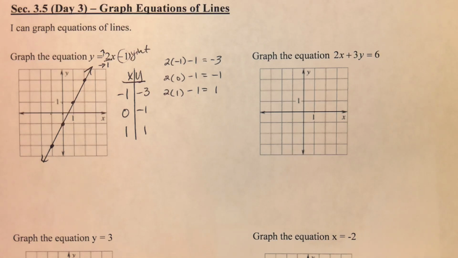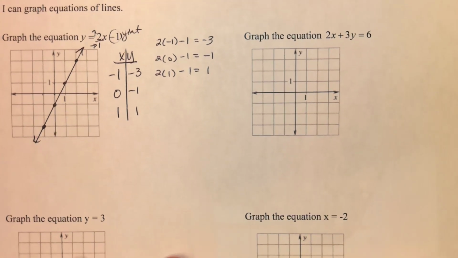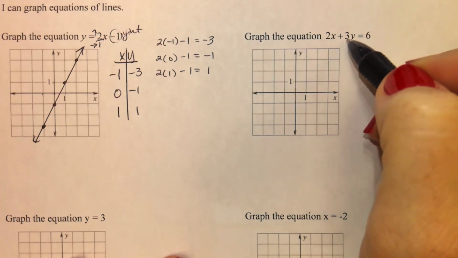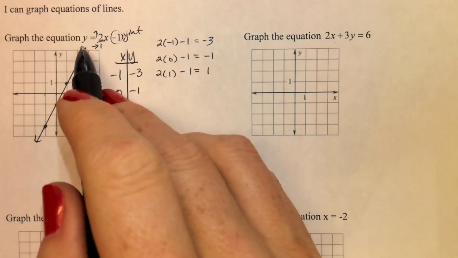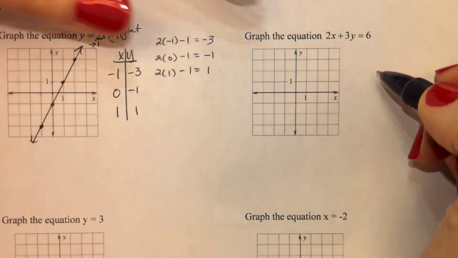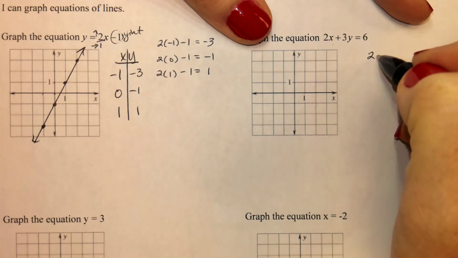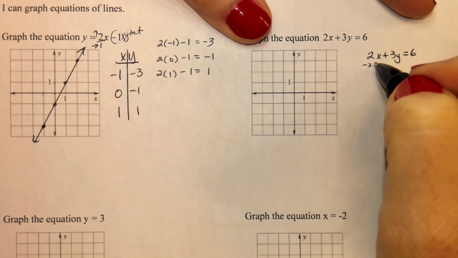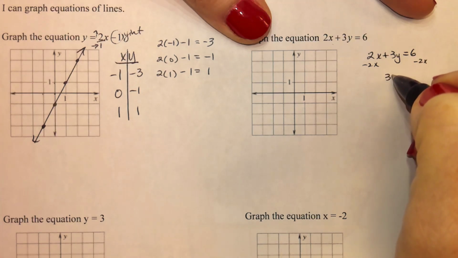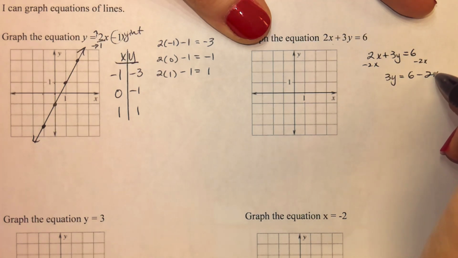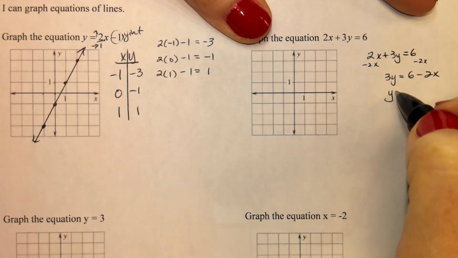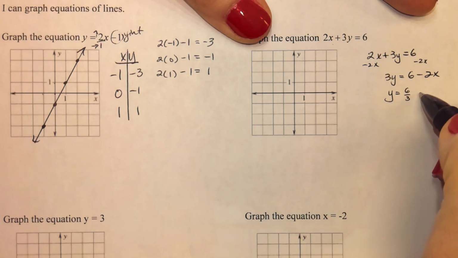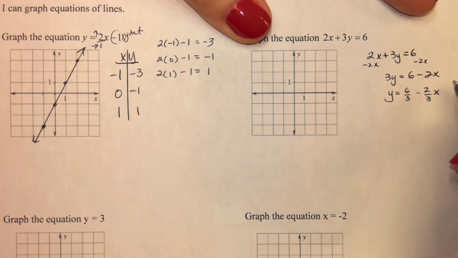Next one looks a little different. It's got everything, all the letters are on one side together, and it's not nice and solved for y like this one is. So we could take it off to the side if you'd like and solve for y. So I'll move that 2x over and then divide by 3. So 6 divided by 3 and negative 2 divided by 3.